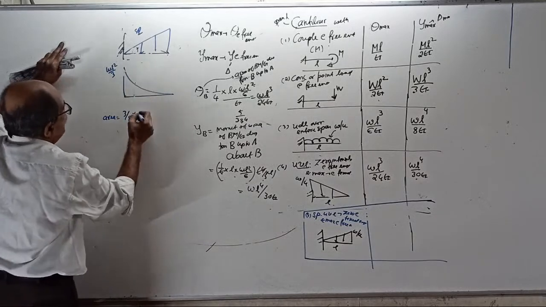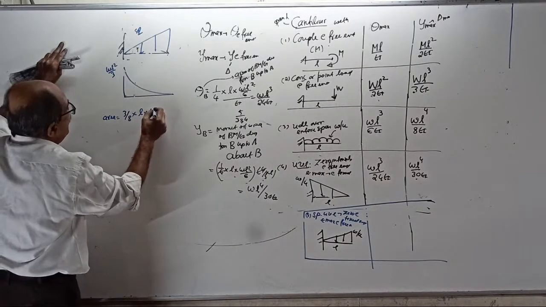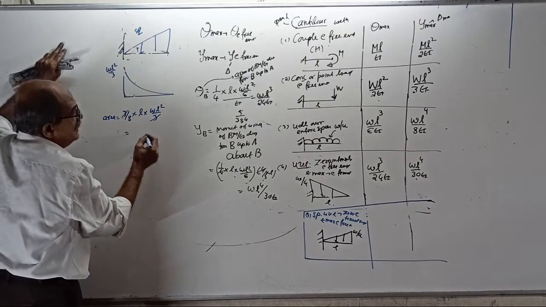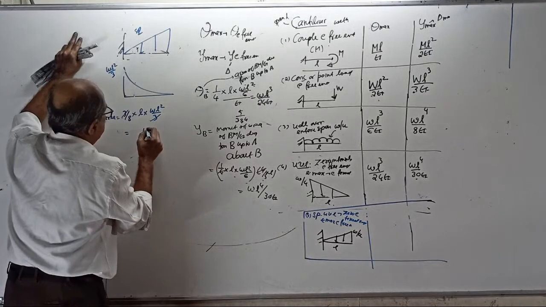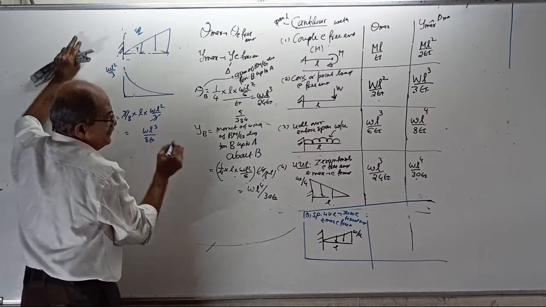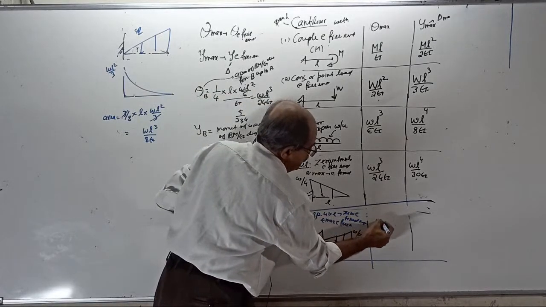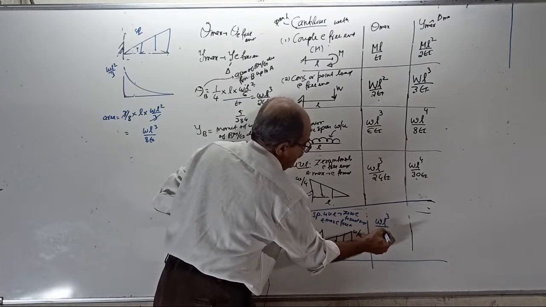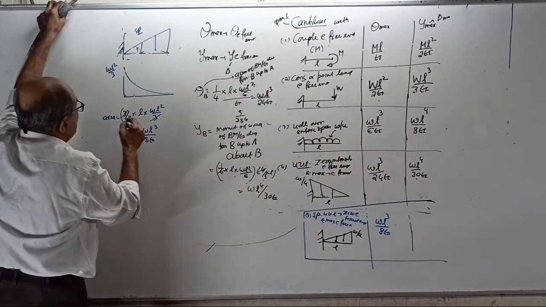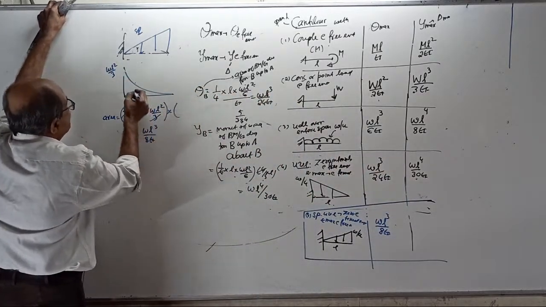What is the base? Base is L. Height is WL square by 3, so 3 cancels. Slope becomes WL cube by 8 EI. See, WL cube by 8 EI. Okay. Now, deflection. Same area into CG.